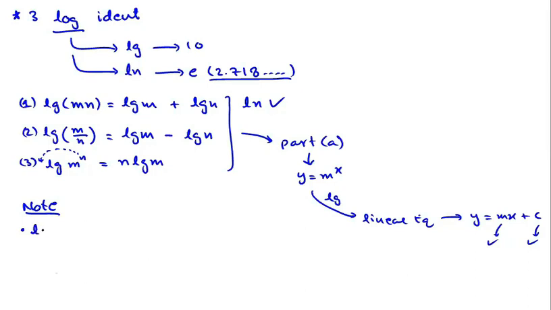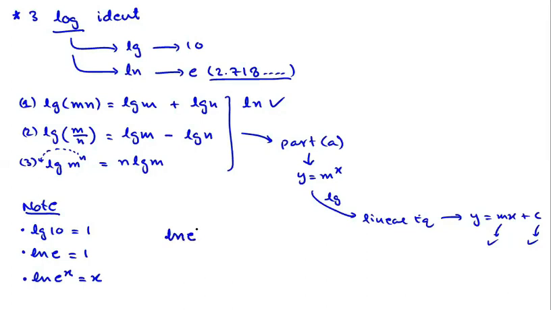Now, see students, besides these three logarithmic identities, you should also remember these 3 points. Number one, log of 10 is equal to 1. Similarly, natural log of e is equal to 1. And natural log of e raised to the power x is equal to x. Students, we can actually show right now that this function reduces to x. Let's do it over here.